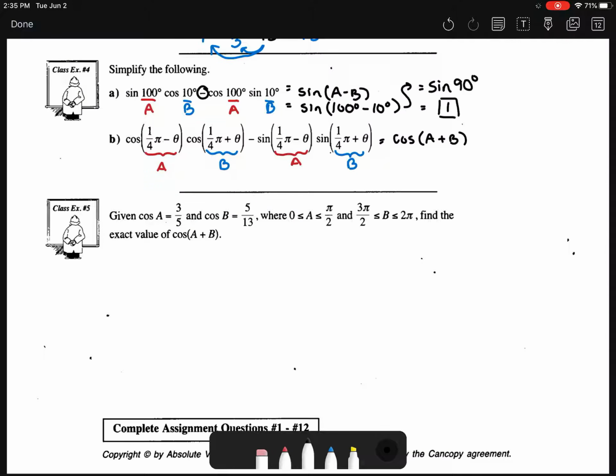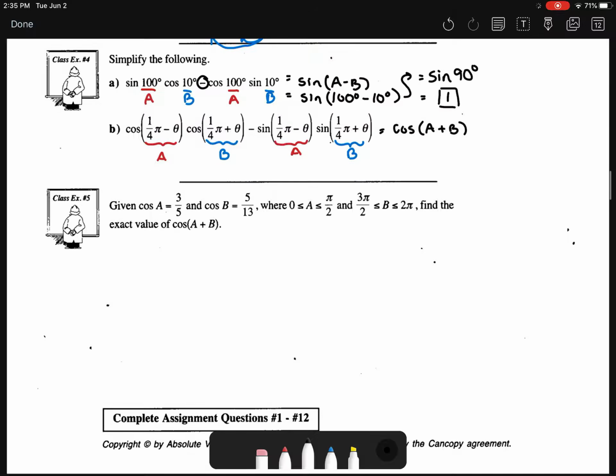So therefore, and again, this will take a little more time just because the expressions for A and B are a little more complicated. They're binomials. Here's what we have to do. It's going to be the cosine of A plus B. So A, we said, was 1/4 pi minus theta. There's the A. To that, I have to add the 1/4 pi plus theta. So there's the A plus B.